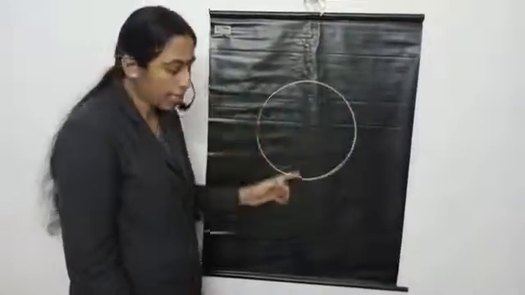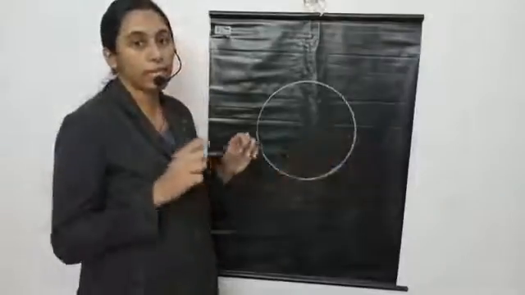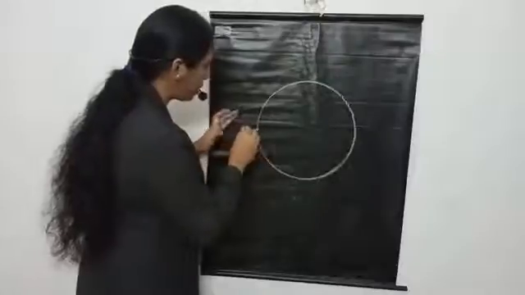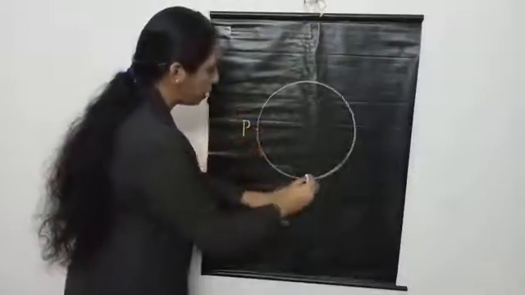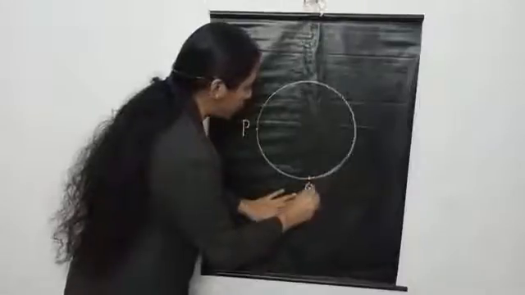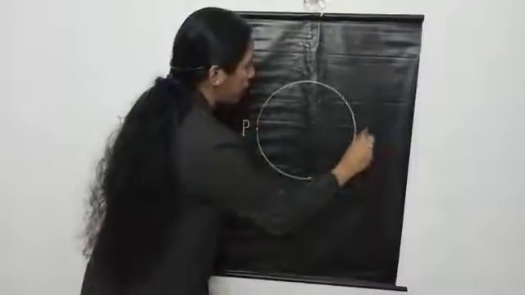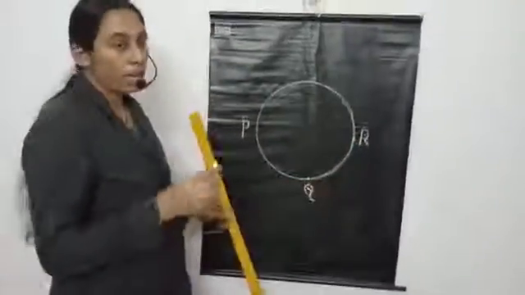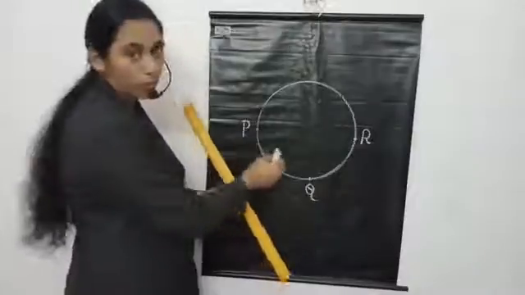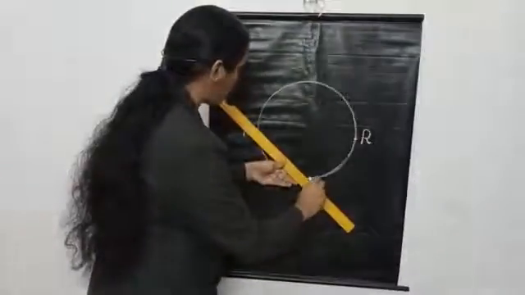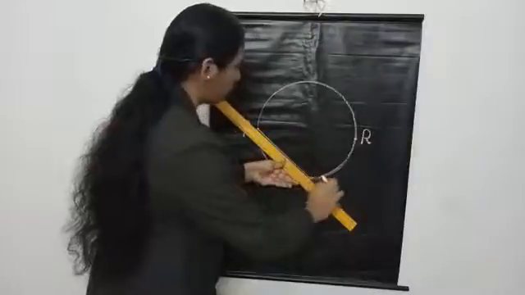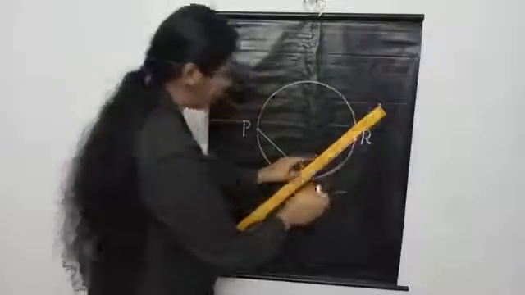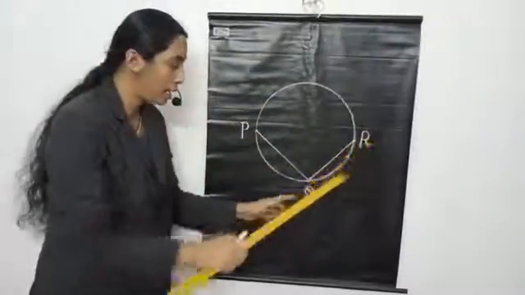So first take 3 points, any 3 points on the circle. I take 1 point here, this is point P. Then here 1 point Q, and another point R. Now join P and Q. We get PQ. Second step, join PQ and RQ.